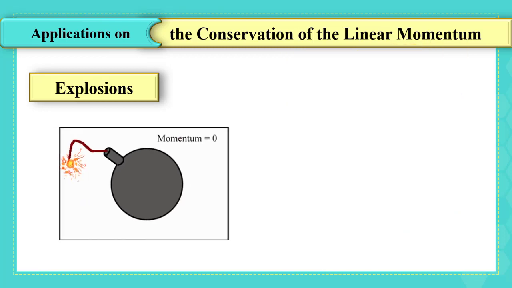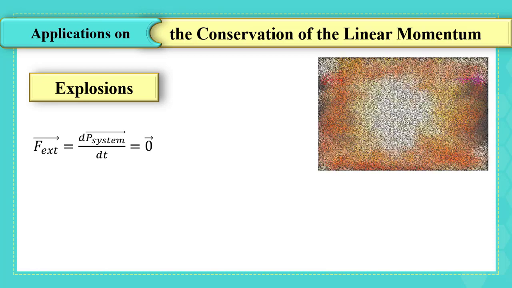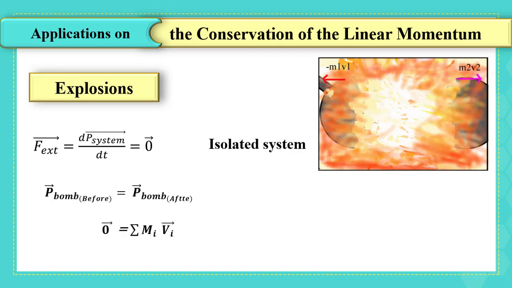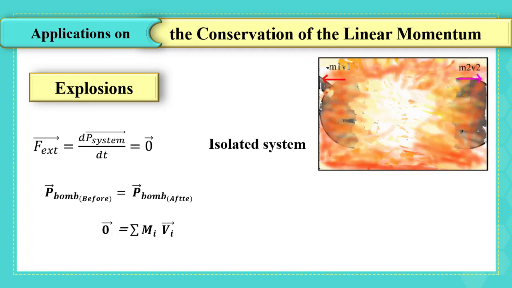As in the recoil of a body, we start with the study of the system, where the sum of forces acting on it is 0 and the system is isolated. Thus, linear momentum is conserved, and we say 0 vector equals the sum of the mass times the velocity of each particle launched after explosion.